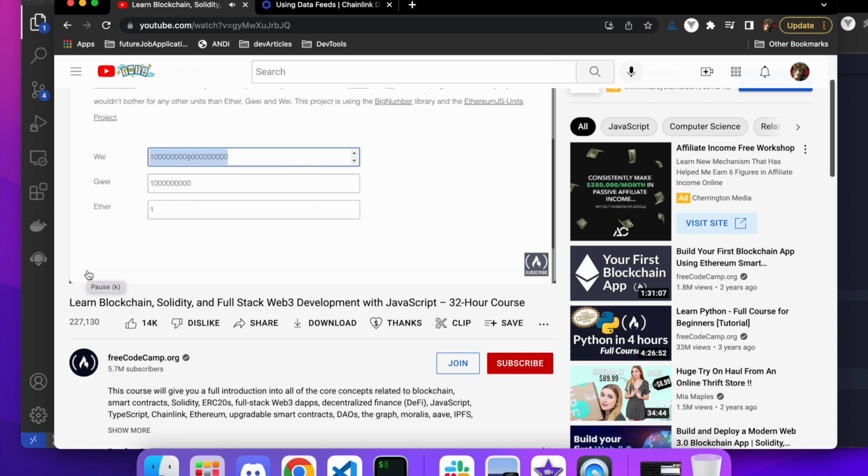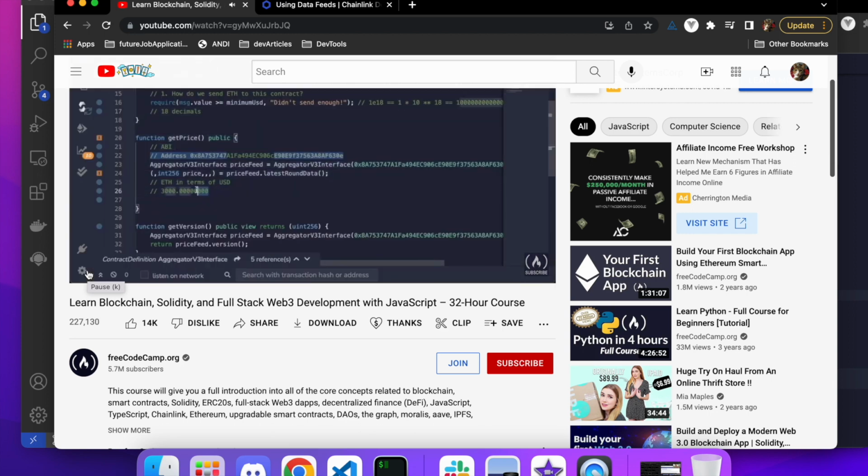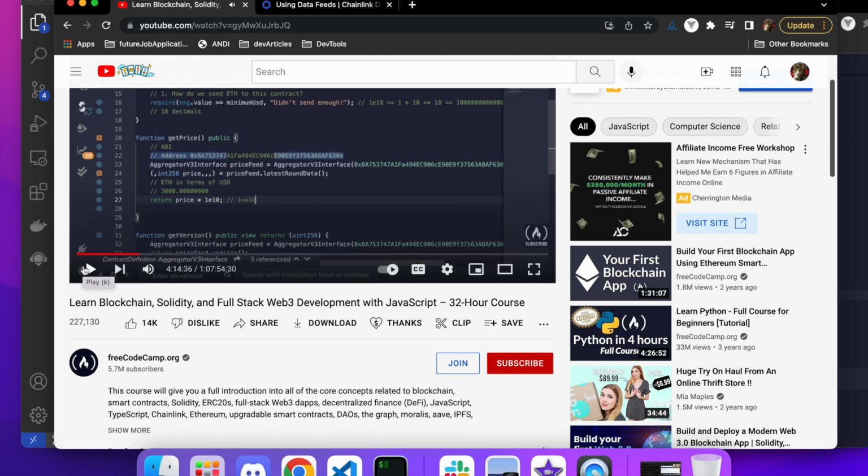1, 2, 3, 4, 5, 6, 7, 8, 9, 10, 1, 2, 3, 4, 5, 6, 7, 8, this massive number in wei, which has 18 zeros, which is equivalent to 1.12345678910123456788. So we want these to have the same decimal places, right? Because right now this has 8, this has 18. They're different units right now. So to get them to match up, all we need to do is return price times 1E10, or 10 raised to the 10. Okay, so since that has 8 decimals, it's simple multiplication.